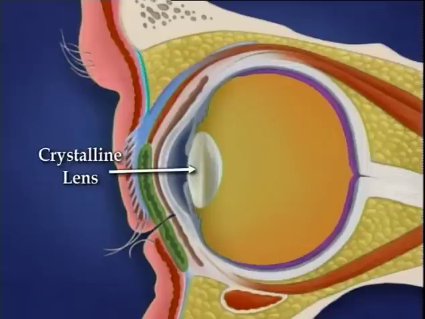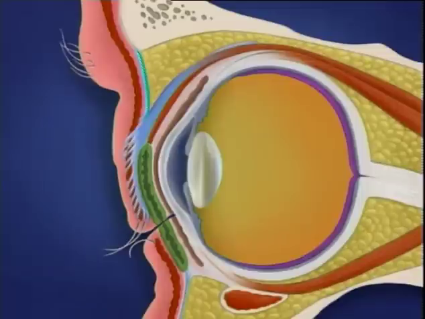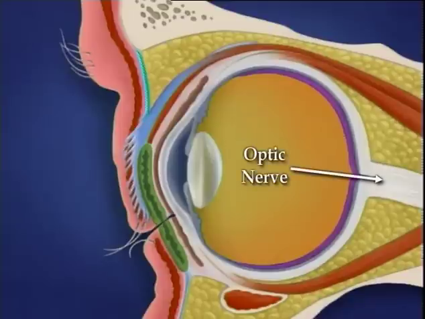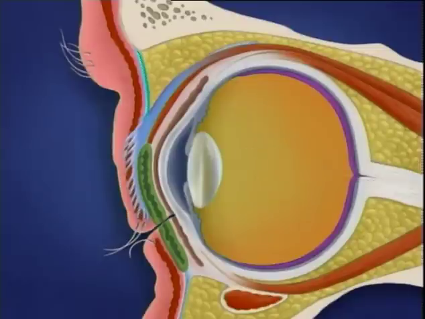The crystalline lens is behind the iris and helps to focus the light onto the retina. Moving posteriorly, there is the vitreous cavity, which is filled with a gel-like material, the vitreous. The retina lines the inner surface of the posterior portion of the eye. Here is the optic nerve. The globe is encased in a bony structure called the orbit. Six extraocular muscles attach to the globe and one to the upper lid.